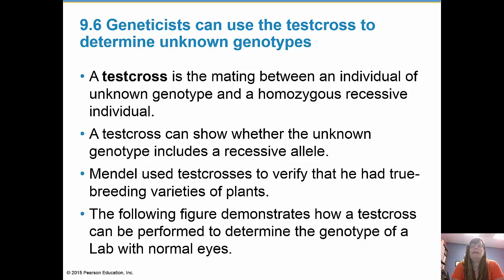So let's go back and let's just look at the purple versus white flowers. So we know white flowers are 2 lowercase p's. We know that. But the purple flower, we're not sure if it's homozygous or heterozygous, because as long as it has that one dominant allele, it's going to be purple. So Mendel used test crosses to verify that he had these true breeding varieties of plants.